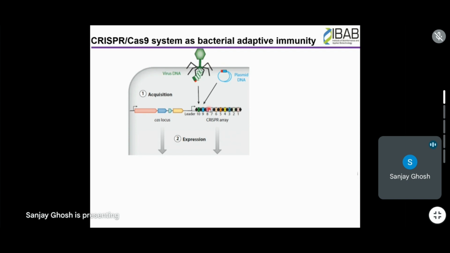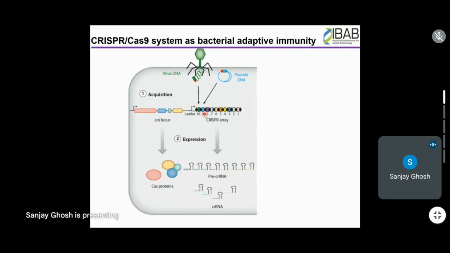And this acquisition is followed by a step called expression, where this array is expressed by RNA polymerase. You get a long concatemer of an RNA which has these different colored regions in between, but this constant region forms a very conserved stem loop structure, and this is called a pre-CRISPR RNA. At the same time, from this Cas locus, this protein coding gene... So you have to remember that this CRISPR array is non-coding. There is no protein coding gene. However, very close to it, there are genes which are protein coding, and they are the Cas proteins.